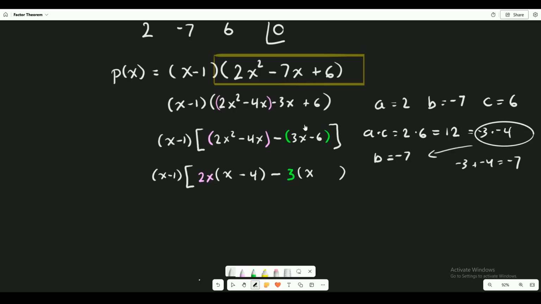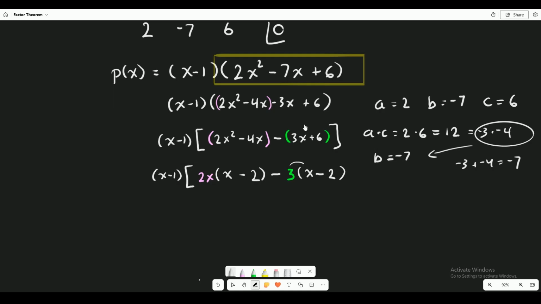Oh, I'm sorry. There should be a 2 right here. My mistake. Because 2x times negative 2 is negative 4x. Apologies for that. I can continue now. So 3 times x is 3x. And in order to get a negative 6, I need a positive 2. Let me check. Oh no, negative times negative is a positive. So this becomes a minus 2. Look at that.